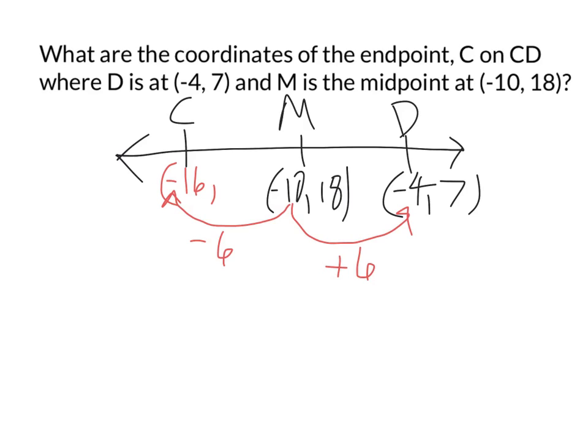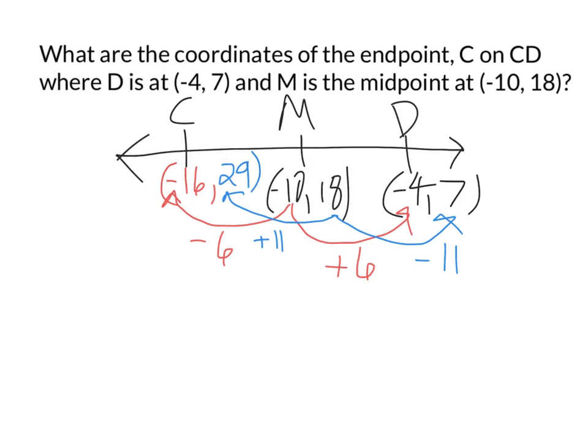Alright? And then from 18 to 7, that went down 11. So that means going backwards, I need to go up 11. Okay? So you just have to pay very close attention to what direction you're moving. So 18 up 11 is 29. So if you read it from left to right, -16 to -10, that went up 6. -10 to -4, that went up 6. 29 to 18, that went down 11. 18 to 7, that went down 11.